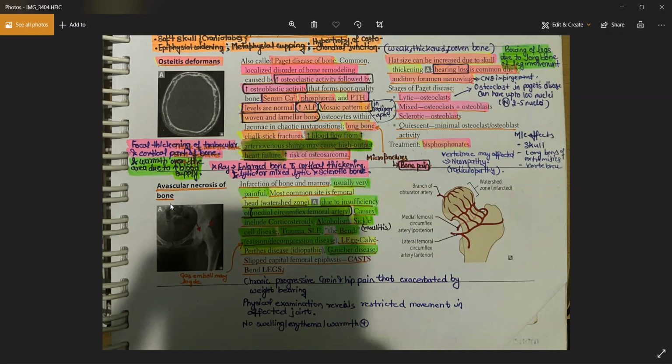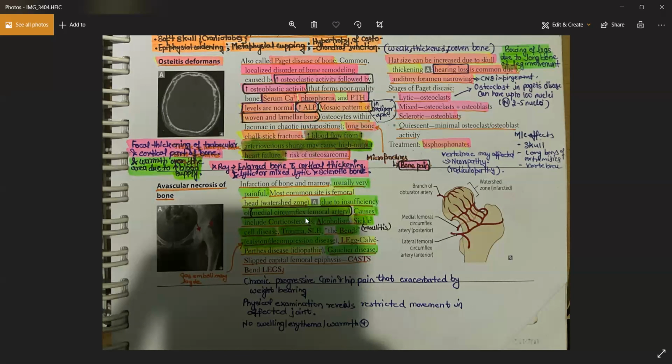Because it is a necrosis, it is always pathological. It is always followed by inflammation. The patient can have a fever. They will have bone pain. Very important: it is usually an acute bone pain that causes the patient to limp. The most common site is the femoral head, which is the watershed zone. It is due to an insufficiency of the medial circumflex femoral artery.